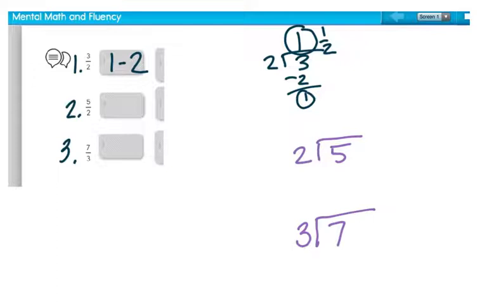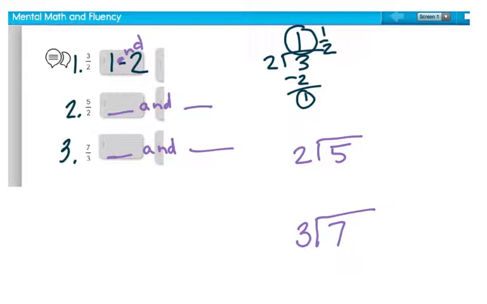So number 1, 3/2 was the same as 1.5, which would be between the whole numbers 1 and 2. So what two whole numbers is 5/2 in between? And what two whole numbers is 7/3 between? Go ahead and stop the video or pause it at this time.